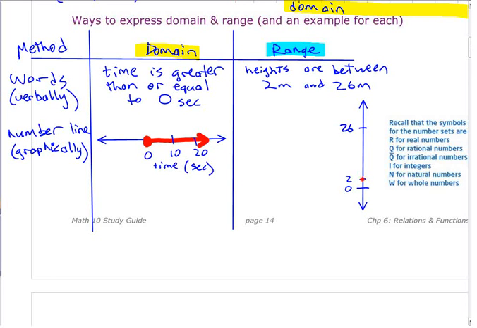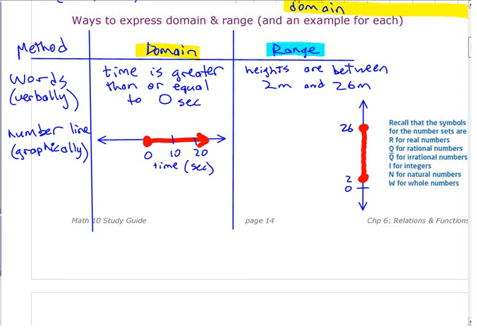is she ever right at 2 meters on the Ferris wheel? She starts there, she ends there. Where do I shade it in? What heights does she cover? From there to there, right? She covers all of those heights. Solid dot at the top, solid dot at the bottom, to say she covers everything in between those two values.